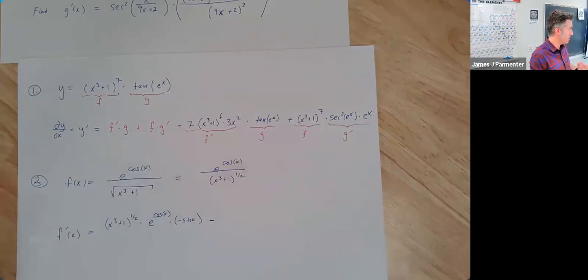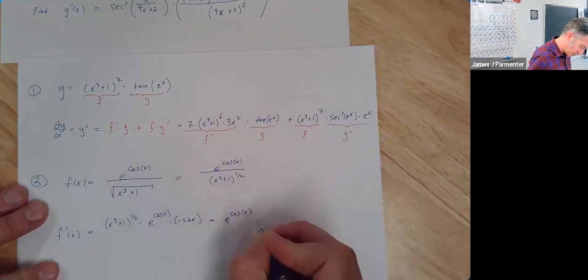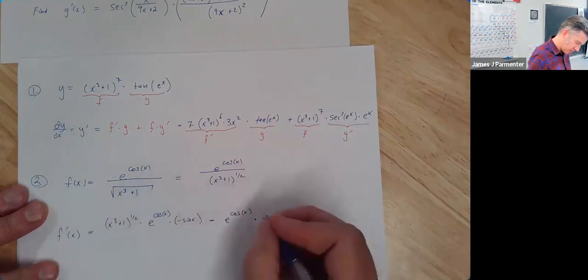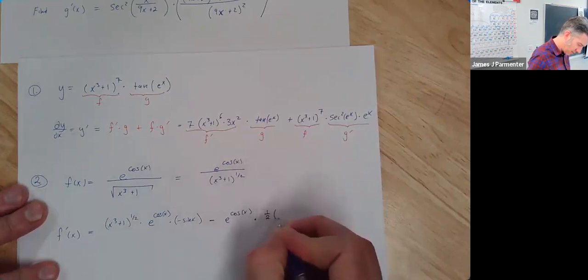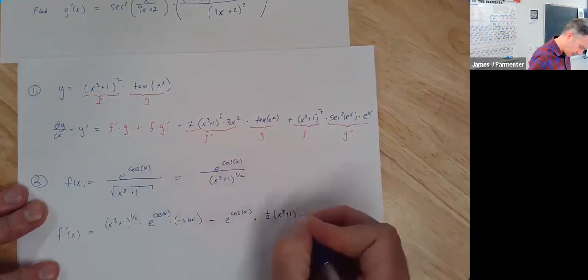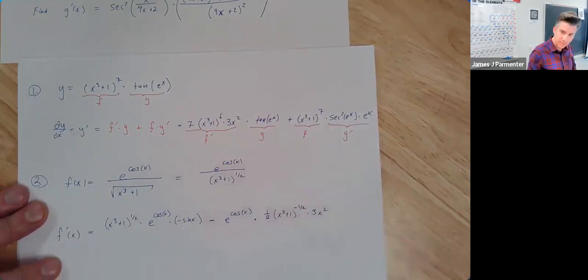Minus, we reverse it. I'd say vice versa, honestly. I did bottom times the derivative of the top, now switch it: top times the derivative of the bottom. So the top is e to the cosine of x. And the derivative of the bottom is going to be, I've got some stuff to the 1/2, so 1/2 times our stuff to the negative 1/2 times the derivative of our stuff.